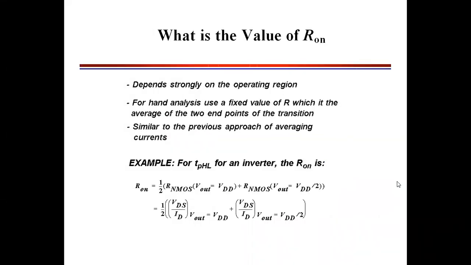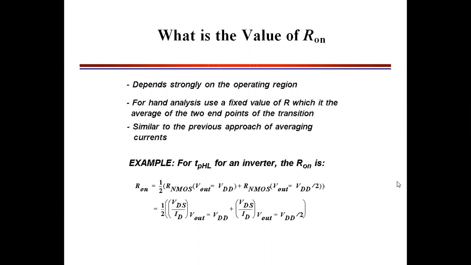Now, how to calculate the value of Ron for a particular CMOS inverter? What is Ron? It is the on resistance of that device. In case of CMOS, as you know, it is made up of PMOS and NMOS, and this strongly depends on the operating region. Where you are finding this Ron, it depends strongly upon that operating region.